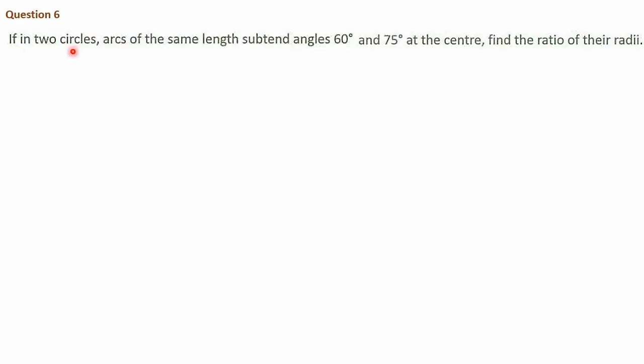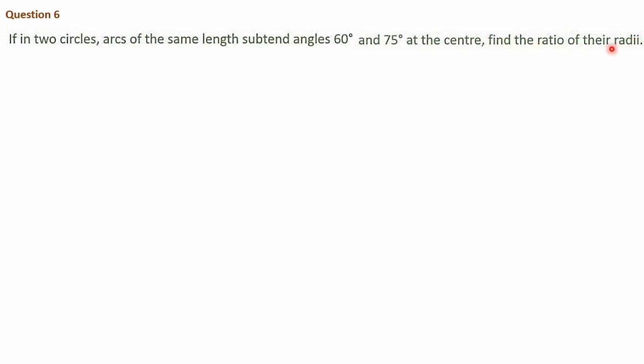Move on to the sixth question. If in two circles arcs of the same length subtend angles 60 degree and 75 degree at the center, find the ratio of their radii. Here in two circles are mentioned, arcs of the same length. In two circles also we are considering the same arc length. In the first circle it is 60 degree, and in the second circle the same arc length is making 75 degree at the center. Find the ratio of their radii.